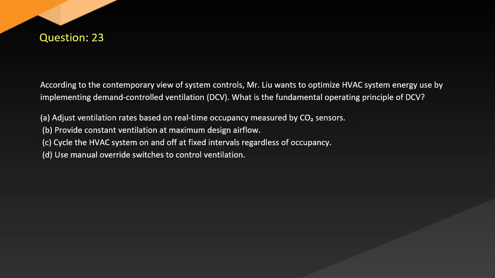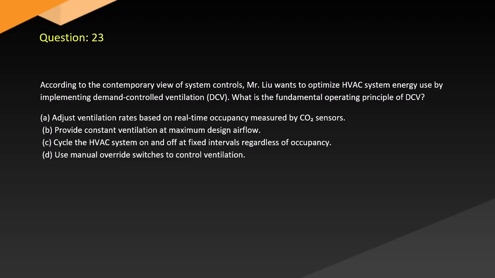Question 23. According to the contemporary view of system controls, Mr. Lee wants to optimize HVAC system energy use by implementing demand-controlled ventilation (DCV). What is the fundamental operating principle of DCV? A. Adjust ventilation rates based on real-time occupancy measured by CO2 sensors.